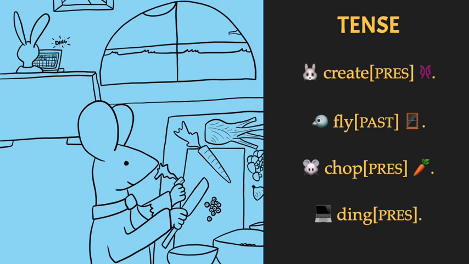Now, if tomorrow, the next day, someone said, what were you doing when I texted you? And you tell them, well, now it's going to be relative to the timeline when they're asking, and so everything is past tense. I created glyphs. The bird flew past the window. Mouse had chopped vegetables, and the computer dinged. Those were the things in the past that happened because they were done.